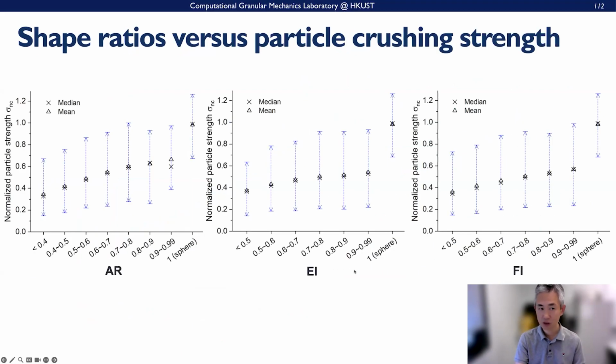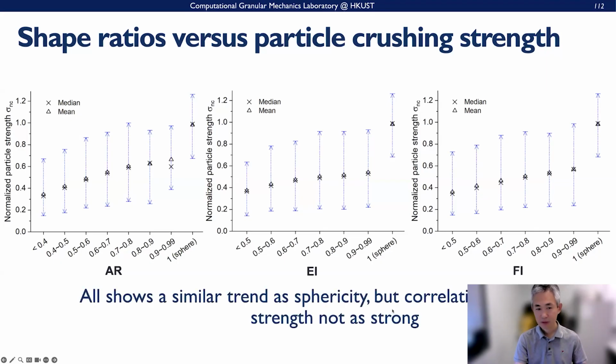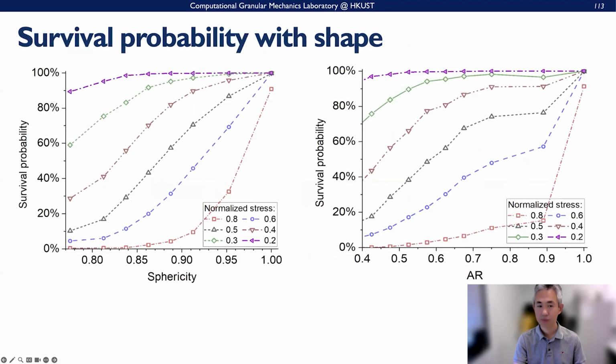We can further do this correlation among the aspect ratio, elongation, and flatness here, and there is also a quite similar trend. But the correlation is not as strong as the previous one here.